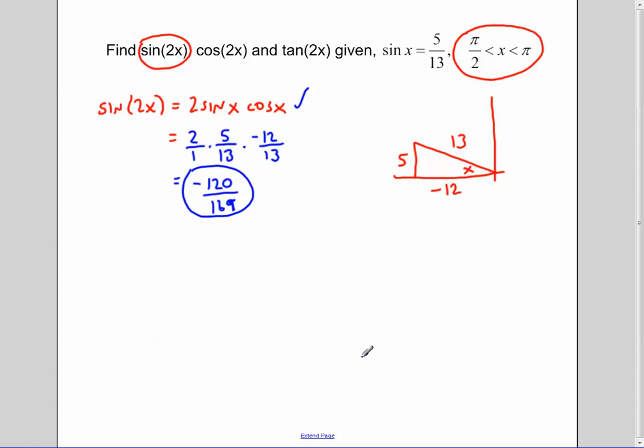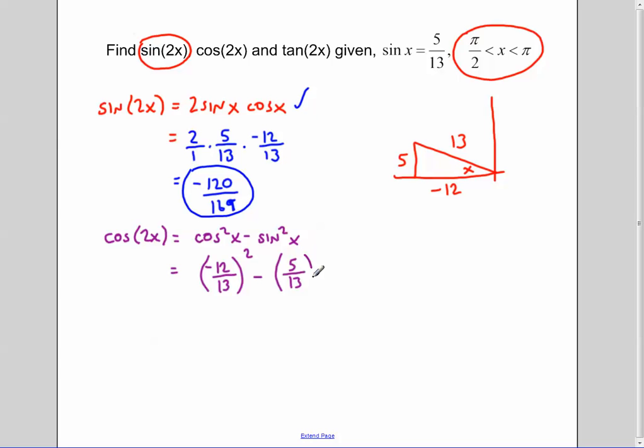Okay, cosine is going to be the same deal, but obviously a different formula. So cosine of 2x is equal to cosine squared minus sine squared. Now we have to be careful when we square this that we square both the numerator and denominator. So the cosine is negative 12 over 13. I want to put that in parentheses. Anytime you're squaring something, make sure it's in parentheses. Minus 5 over 13 squared.